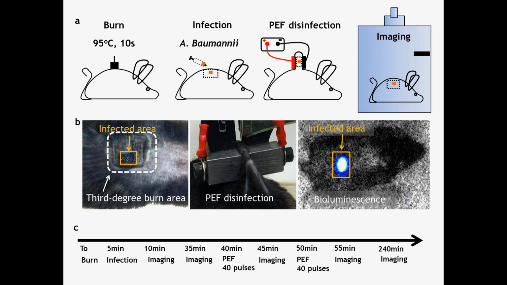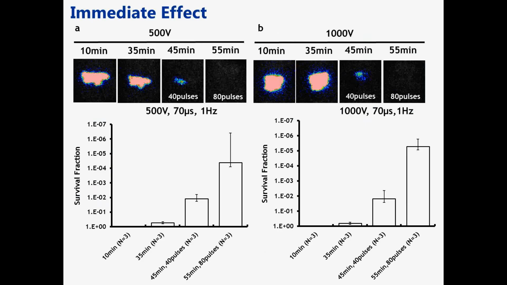We waited for 3 hours to test if the infection comes back. So in our case we tried 2 different doses of treatment. We applied 500 volts and 1000 volts, and in both cases we used a 70 microsecond pulse length and 1 Hertz, and as mentioned we first applied 40 pulses and then 80 pulses.